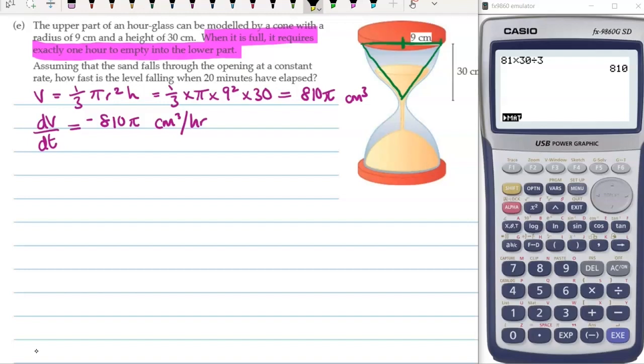Now back to the question to find out what rate it is we're trying to work out, and that is this one here. How fast is the level falling when 20 minutes have elapsed? Okay, so that is thinking about the height of that sand here. So this height here, how quickly is it going down? So we want to work out dh by dt. So if we have dV by dt, how can we use that to get dh? We would need to introduce a dh and divide through by dV.